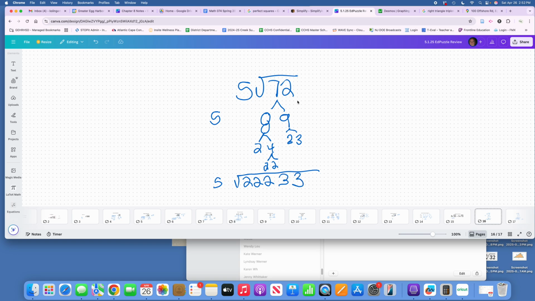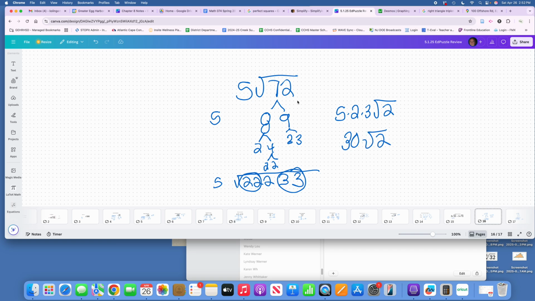Okay, so a pair of 2s comes out, so I've got 5 times 2, and a pair of 3s comes out, so I've got times 3, and on the inside I still have a 2. So 5 times 2 is 10, 10 times 3 is 30, radical 2.